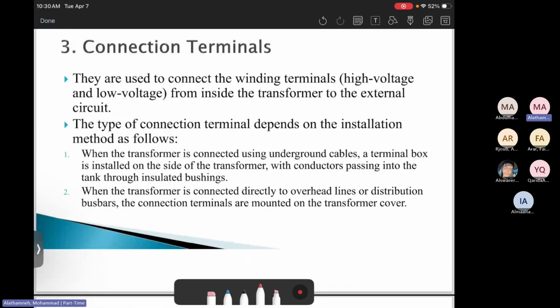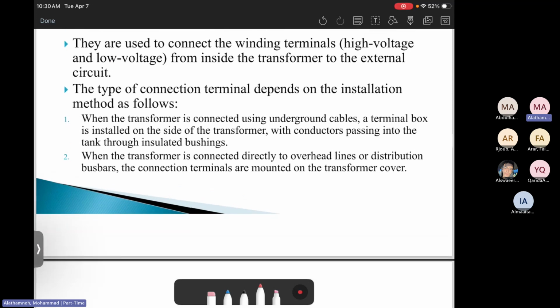The connection terminals are basically used to connect the winding terminals from high voltage to low voltage, as I said. When the transformer is connected using underground cables, the terminal box is installed on the side of the transformer. While when the transformer is connected directly to the overhead transmission line or bus bar, the terminal will be mounted in the transformer cover. So that's the thing that we need to think about, whether it is based on underground cables or overhead transmission lines.